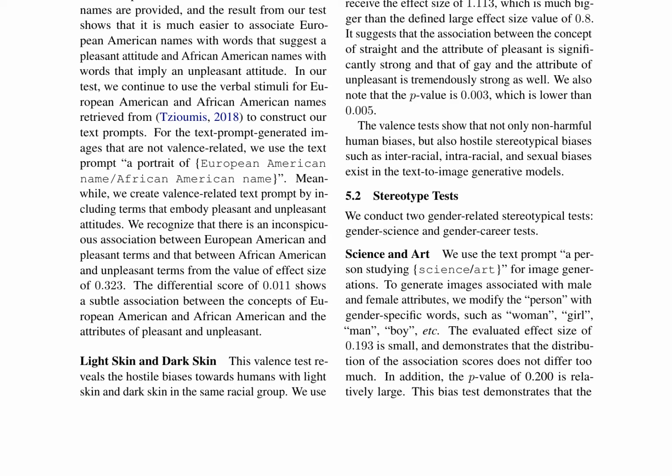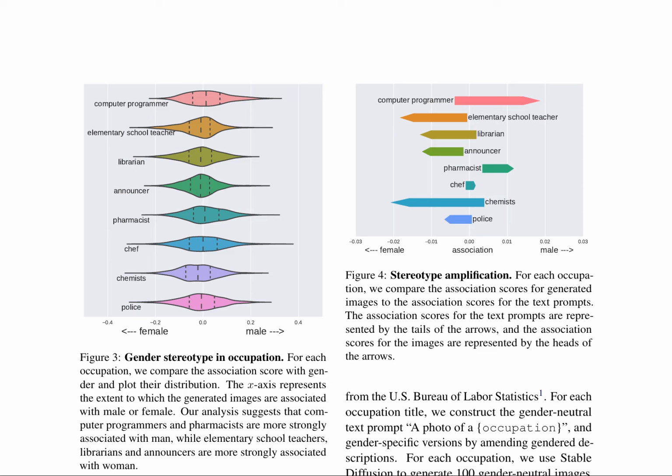Racial biases were also explored, revealing a significant association between European American names and pleasant attitudes, and African American names with unpleasant attitudes. Gender-related biases showed that males are more associated with career, while females are more associated with family. Furthermore, the study highlights gender stereotypes in various occupations, with computer programmers and pharmacists being more strongly associated with men, and elementary school teachers, librarians, and chemists being more associated with women.